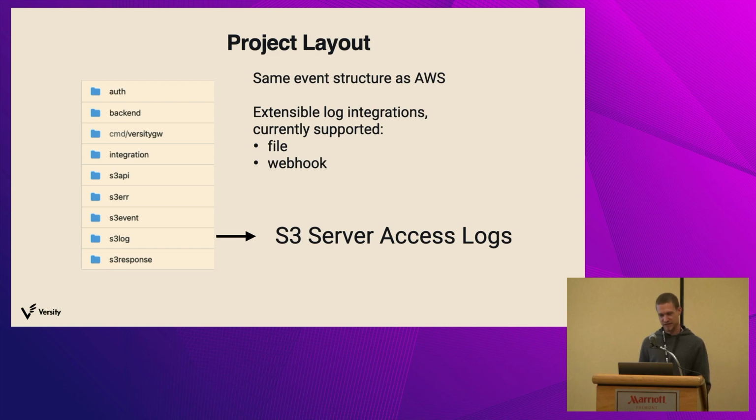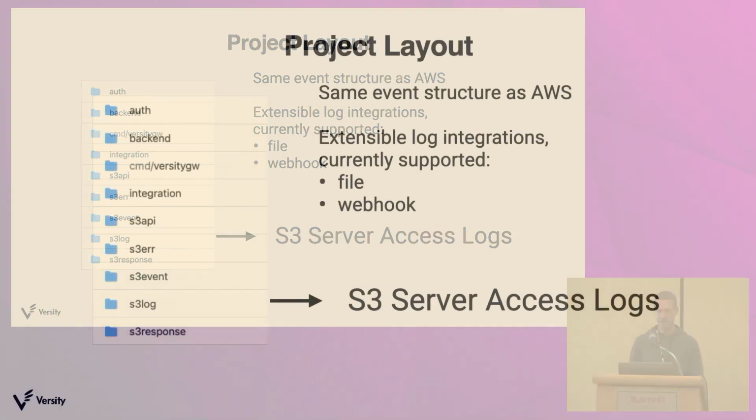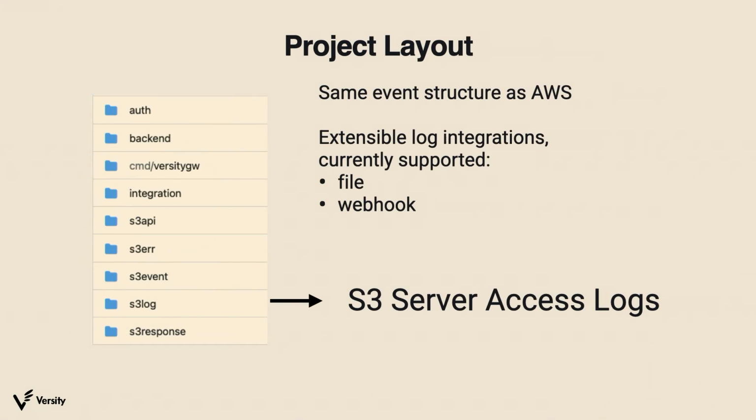And we also have the server access logs that are also the same structure as AWS. So we see the theme here that we're trying to make it as easy for people to transition between this and AWS as possible. These can log just to a file, or they can be logging to webhooks. And in the webhook mode, you can also do JSON encoded structures, so that it's a little bit easier for programmatically handling the webhooks.